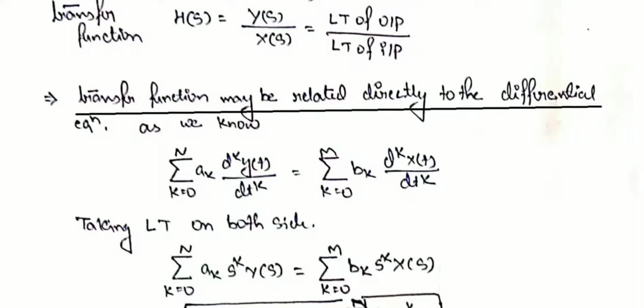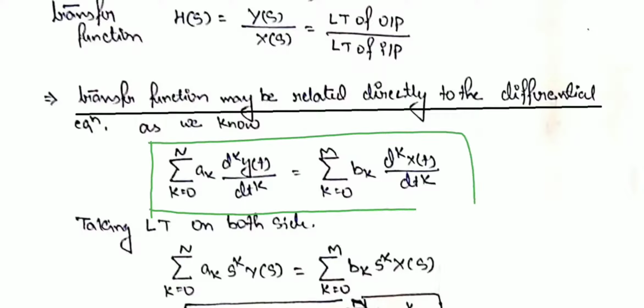As we discussed earlier in the LTI system, this transfer function may be related like that, meaning the input and output are related by a differential equation. The output side looks like the summation over k of a_k, some constants, with the differentiation d^k/dt^k of y(t). In the same way, the input side is the summation of k moving from 0 to m of b_k with d^k/dt^k of x(t).